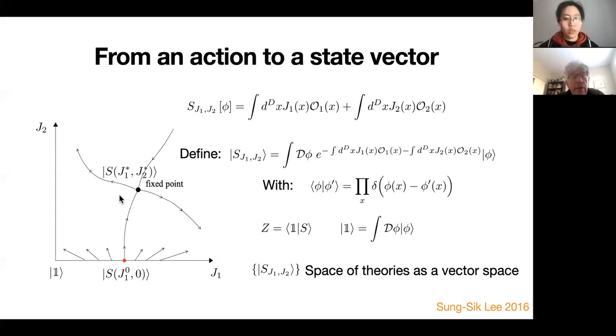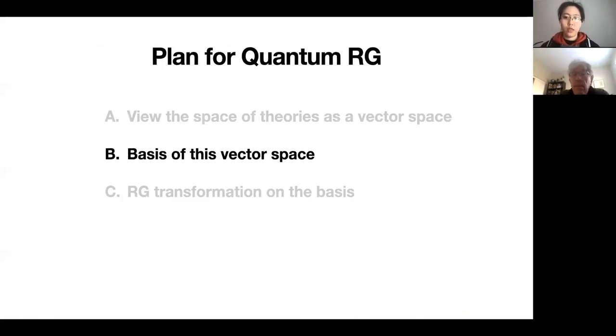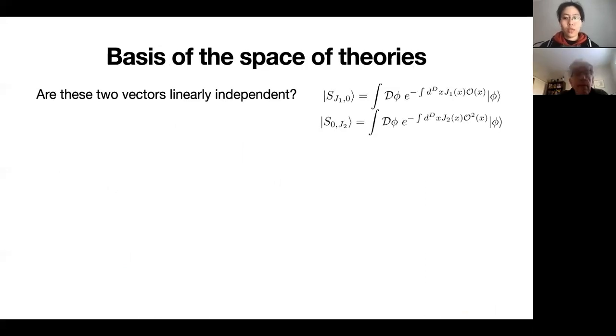So the collection of points in the coupling space corresponds to a collection of vectors that form a vector space. Next, let me show you that this collection of vectors is not linearly independent. This means we can find a set of bases for this vector space. So firstly, let us answer a very simple question. If we are given two vectors constructed by operator O and O square, one is the fundamental operator and the other is composite.